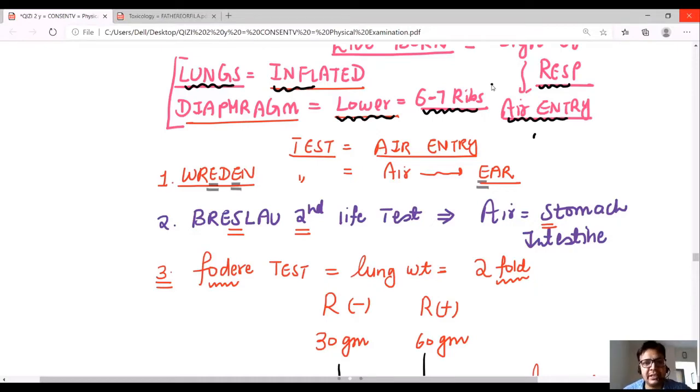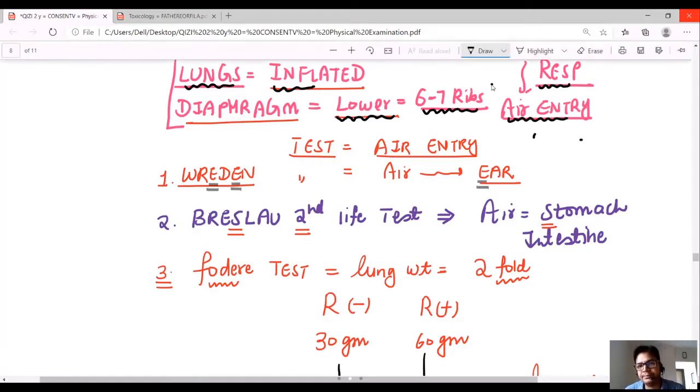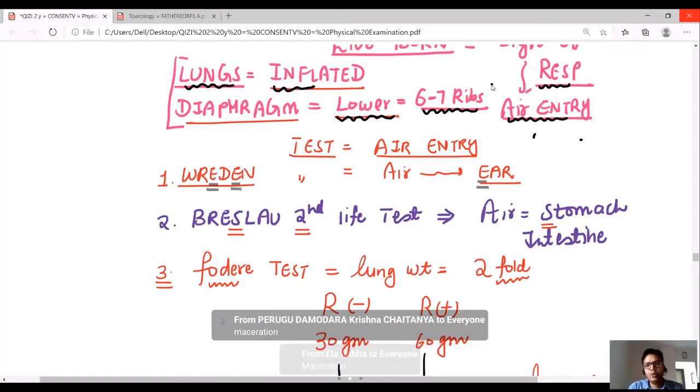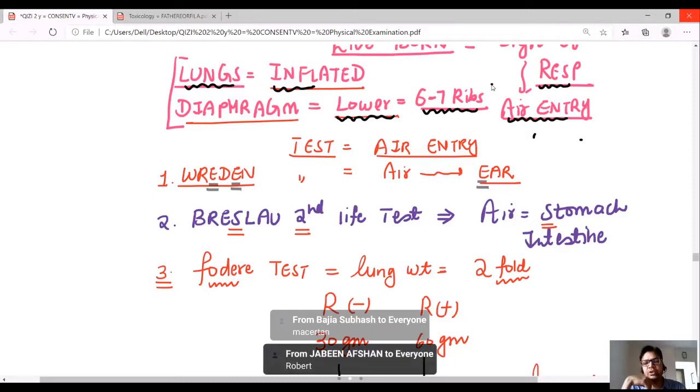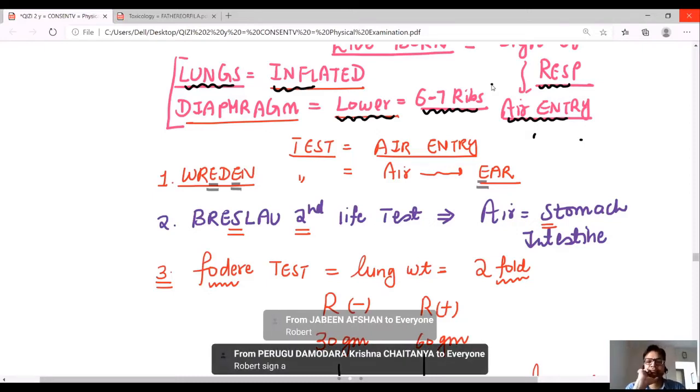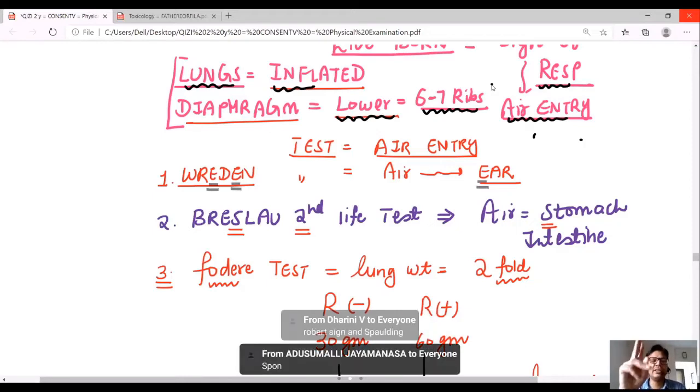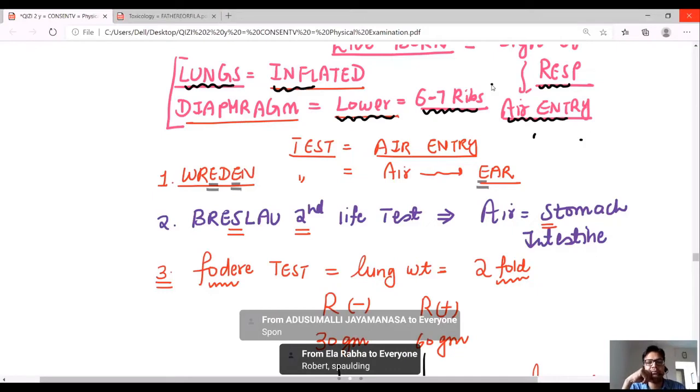Let me revise a little for you. Two questions about dead bone. Which is the most important finding of the dead bone? Maceration. What are the two radiological signs of the dead bone? Number one, Roberts sign. Number two, Spalding sign. Which is the earliest sign of the dead bone? R for Roberts sign and R for rigor mortis. Remember both. R for Roberts sign, R for rigor mortis present.